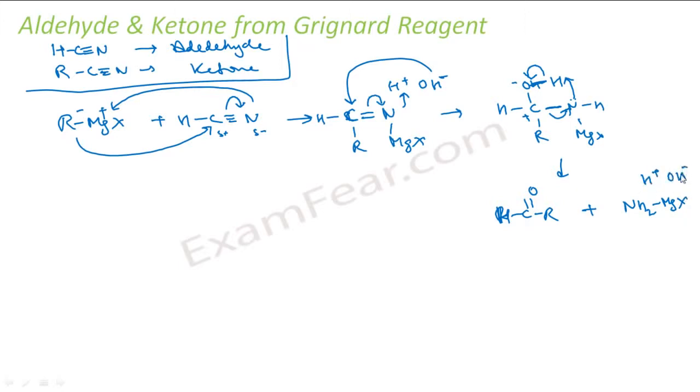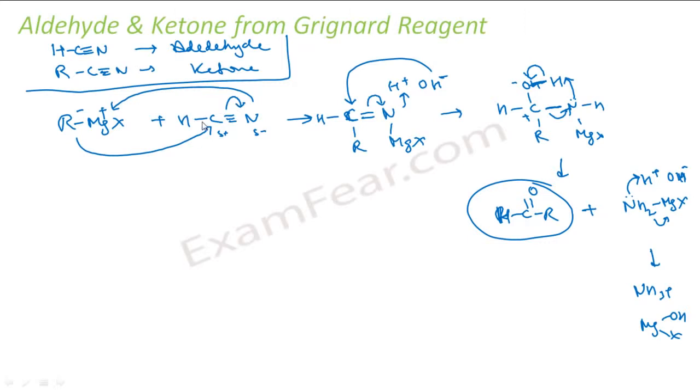Now again you add water to this. So just assuming water is H plus OH minus, just for simplicity. So again what will happen is this nitrogen, since it has a lone pair, will attack this H plus, and this bond will break in this fashion. So what we'll get is this will become NH3 and this will become MgX, and here OH will come. This bond breaks, correct? And this is what you get. So total you get is RCHO, and this is my aldehyde, and this came when I used HCN.